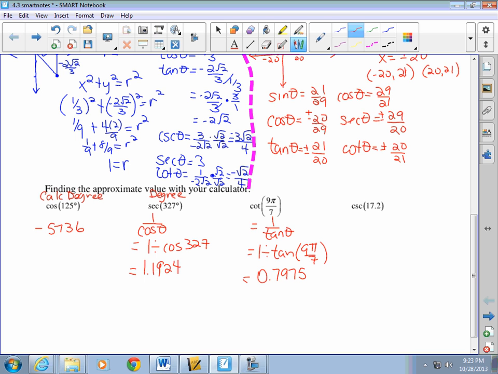Okay, and the last one here, cosecant. Cosecant is the same as 1 over sine of 17.2. So that's in radians. If there's no degree value in there, then you know it's a radian. So I do the same thing. 1 divided by sine of 17.2, and you get negative 1.0031. Okay, so that's for calculating approximate values.